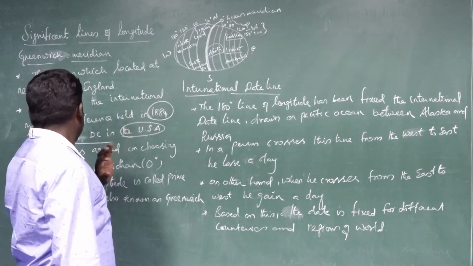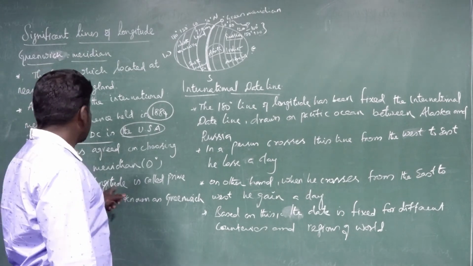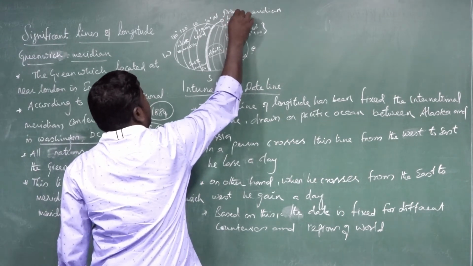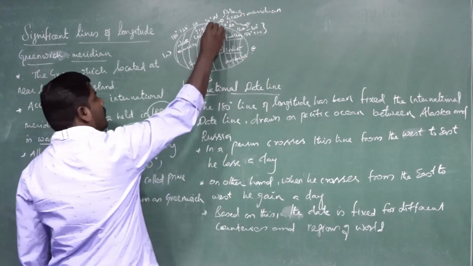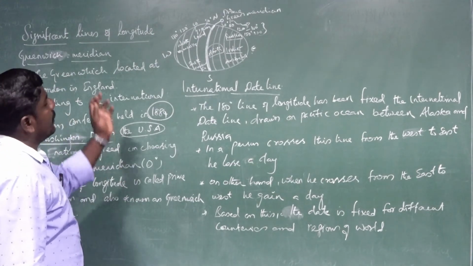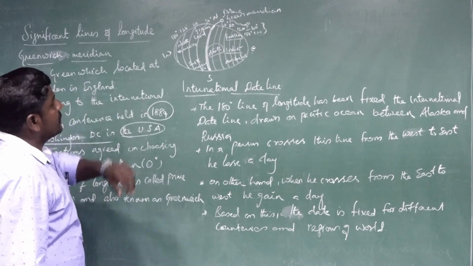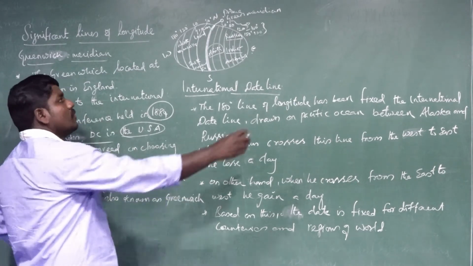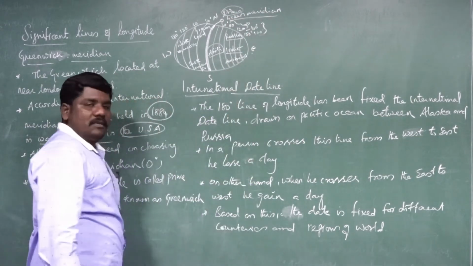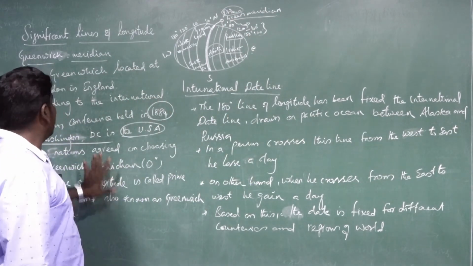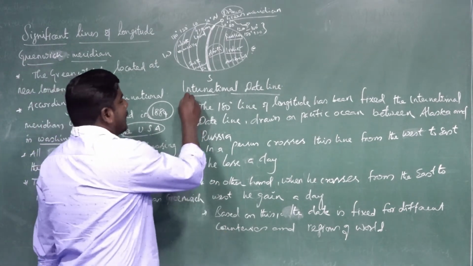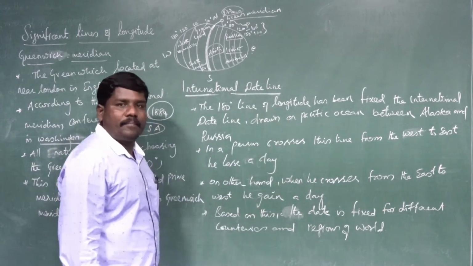Based on the Greenwich meridian at 0 degrees, this line of longitude is called the prime meridian. This line of Greenwich is called the prime meridian. The prime meridian is also called the Greenwich meridian. So that is the significant line of longitude. And then next, the international date line.